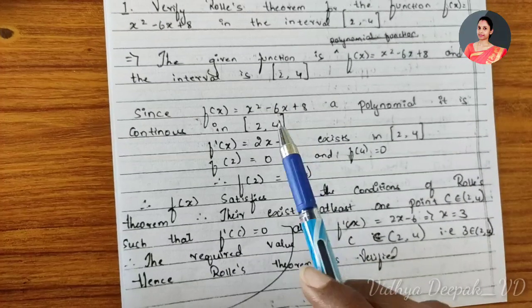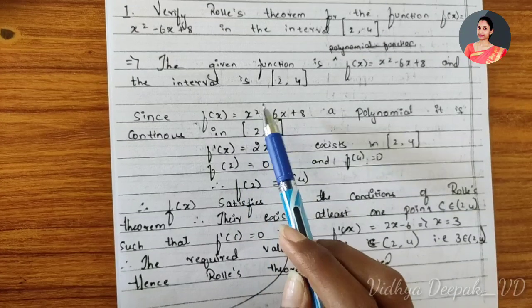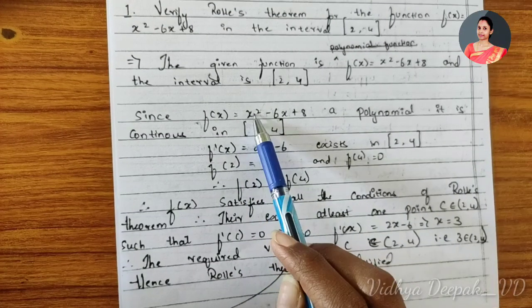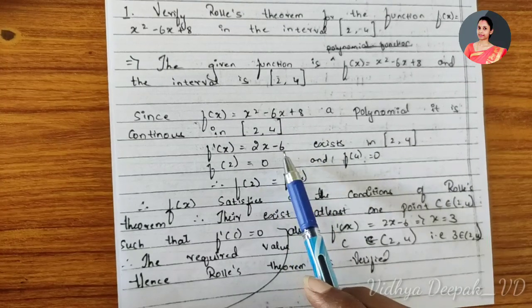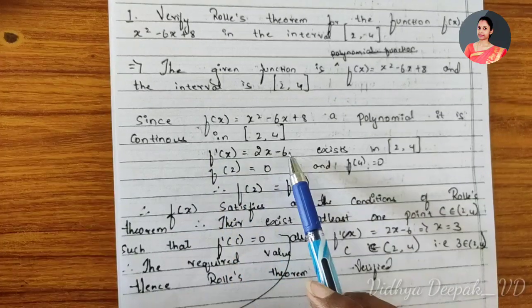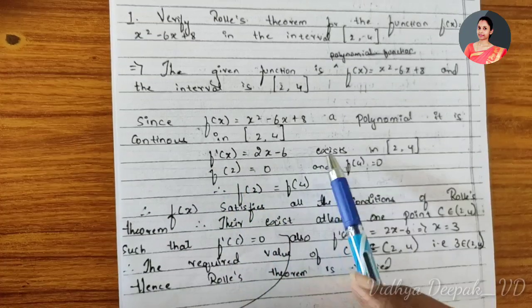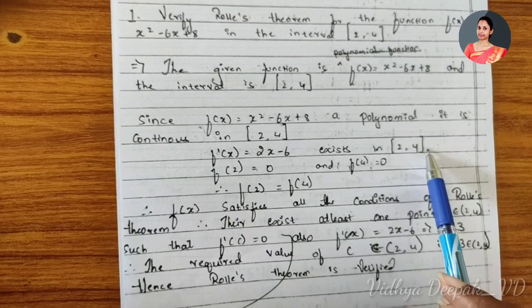Now we are finding f dash of x. What is f dash of x? Differentiate: 2x minus 6 into 1 plus 0. That means it is 2x minus 6. So we are getting a first derivative. That means we can say f dash of x exists in the interval 2, 4.